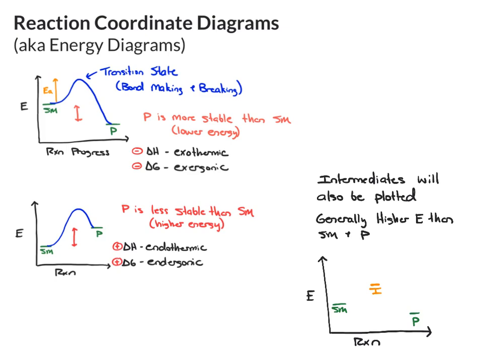That's not a transition state though. The transition state happens when you go from one species to the next. So from starting material to intermediate, we have a transition state. From intermediate to product, we have a transition state. So we have 1 and 2. Whichever transition state is the tallest or the highest in energy, that represents your rate determining step.